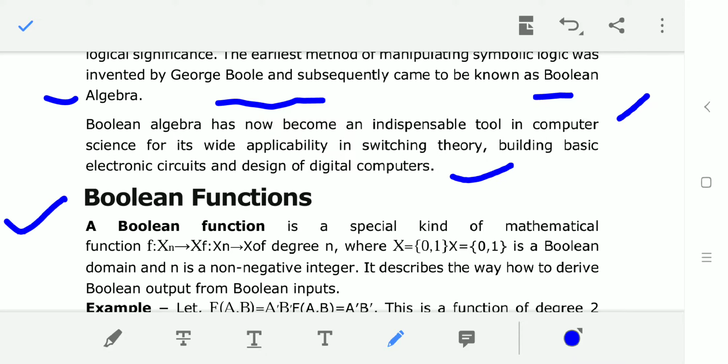Now about Boolean functions. A Boolean function is a special kind of mathematical function, f: X^n → X, of degree n, where X = {0, 1} is the Boolean domain and n is a non-negative integer. It describes how to derive Boolean output from Boolean inputs.